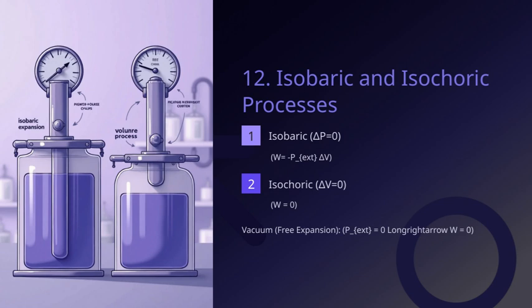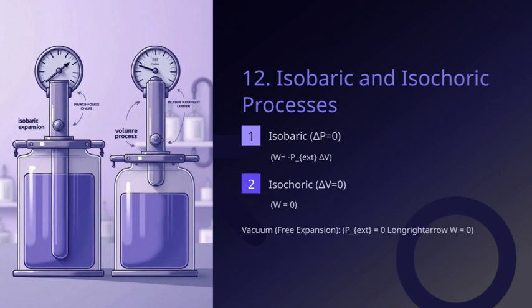Now, moving to the isobaric process, where the pressure remains constant. Here, the work done depends on the change in volume, and it's calculated as negative P external times delta V. The key idea is that the work is directly related to how much the volume changes when pressure stays the same. Connecting these concepts back to the overall theme, understanding how different thermodynamic processes involve work helps us analyze energy transfer in various systems. Recognizing the conditions, whether volume, pressure, or external forces, allows us to predict the work done during these processes.